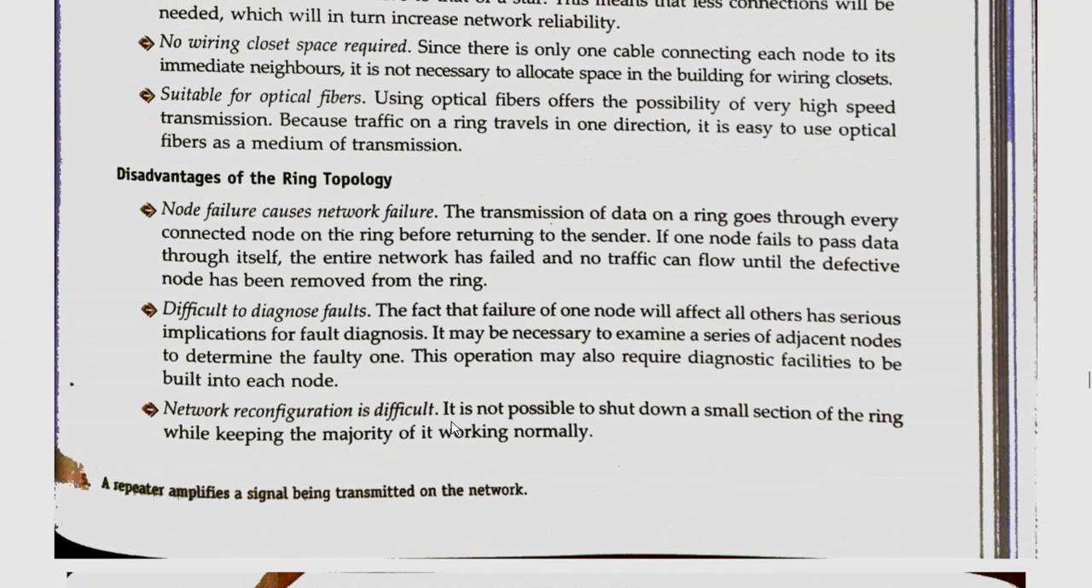Network reconfiguration is also difficult, again similar to the bus topology in this condition, because it is not possible to shut down a small section of the ring while keeping the majority of it working normally. Obviously the systems are dependent on each other, so you cannot remove a particular system from the network, because if you remove it, it will create problems for the majority of the systems working.